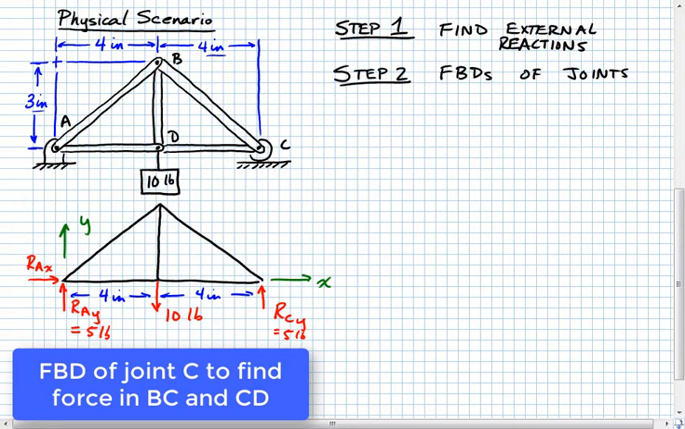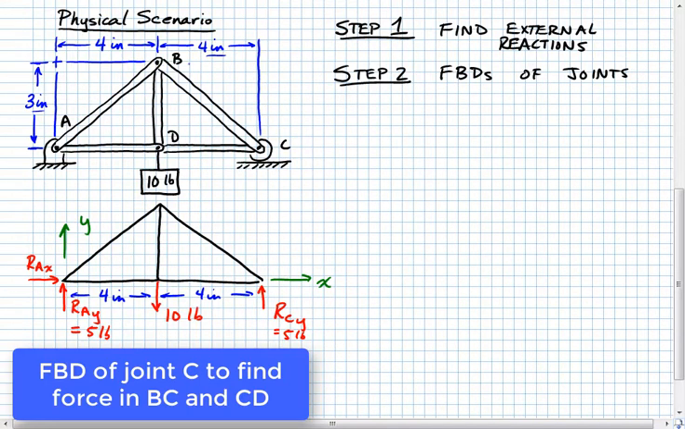Alright, now that we've got our external reactions for this body, we're ready to move on to the next step, and that is to do free body diagrams of the joints to figure out how much force is in each one of the members. Alright, to do this, if we are judicious about which joint we do first, it actually makes the math a lot easier. What you want to look for is joints where you have 2 or fewer unknowns.